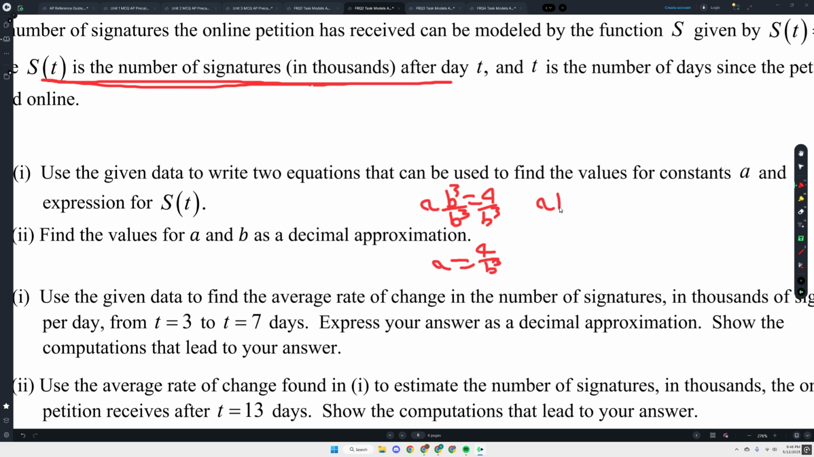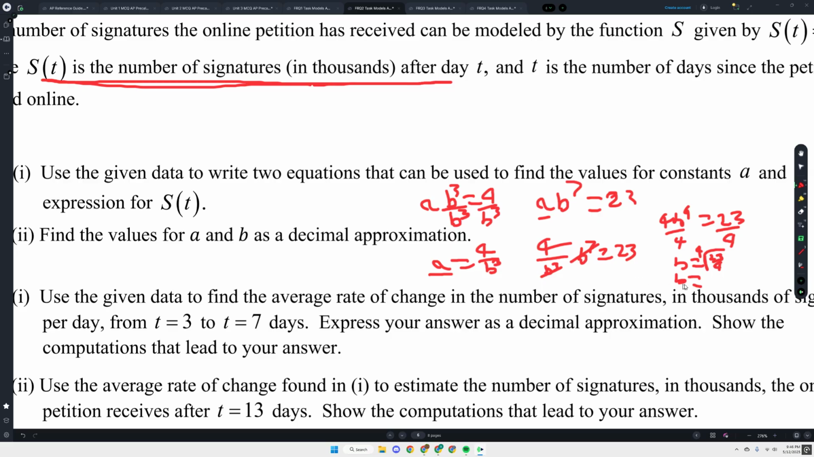Now we also had our other formula, A times B to the 7 equals 23. Now we substitute for A. So now we have 4 over B to the third times B to the 7th equals 23. This will be B to the 4th, so it'll be 4 times B to the 4th equals 23. Divide by 4 on both sides. B is equal to the 4th root of 23 over 4. If you enter that in your calculator, you would get 1.077. Then you would use that in your original formula and say A times 1.077 cubed equals 4.